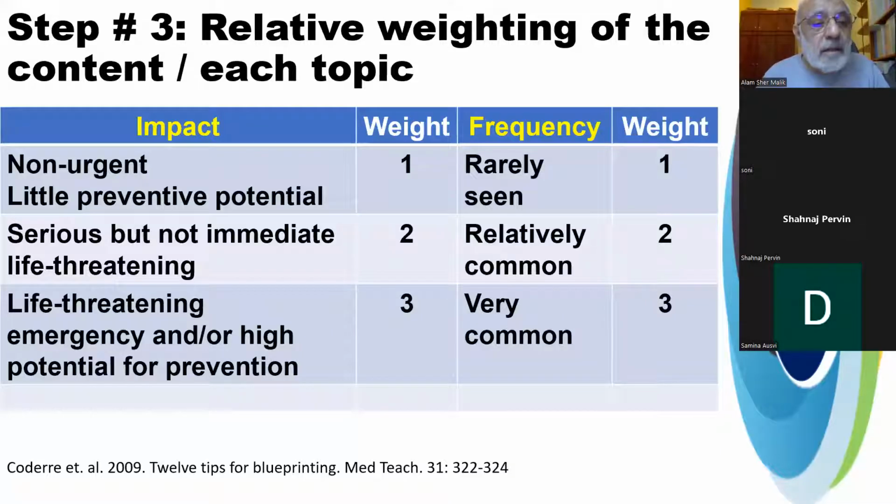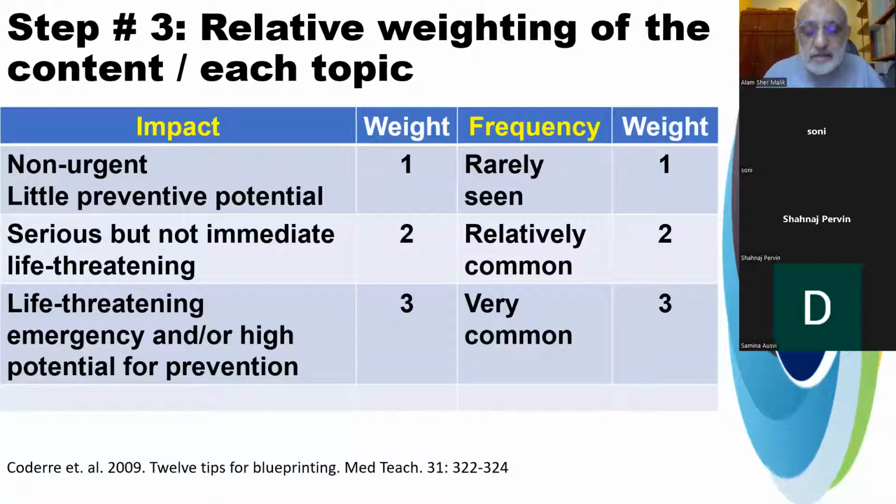If it is non-urgent or has little preventive potential, the weight is one. If it is serious but not immediately life-threatening, the weight is two. And if it is a life-threatening emergency or has high potential for prevention, it would be given a three while calculating the weight. Similarly for frequency: rarely seen condition, one; relatively common, two; and very common, three.